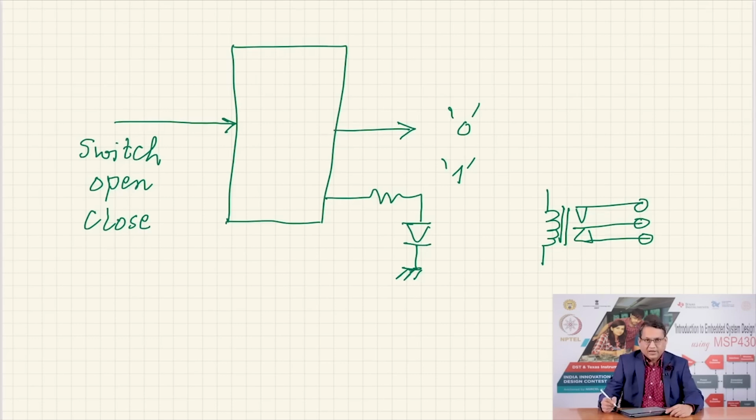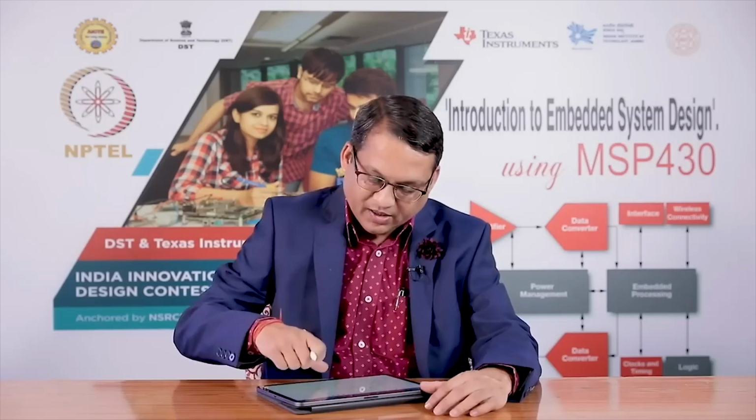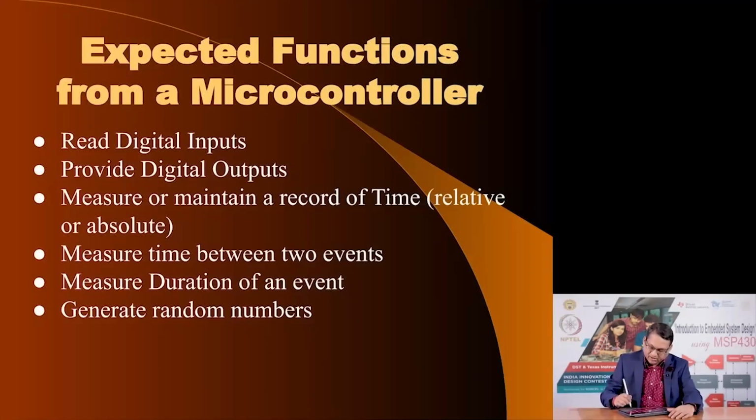Most often that is not the case, and so some intermediate components, what we have defined as electronic glue, would be required to connect such a relay to a microcontroller. But yes, a relay has discrete states, either the relay is on or the relay is off, and therefore it is very natural for a device like a microcontroller to control a relay. Let us go back to the expected functions out of a microcontroller.